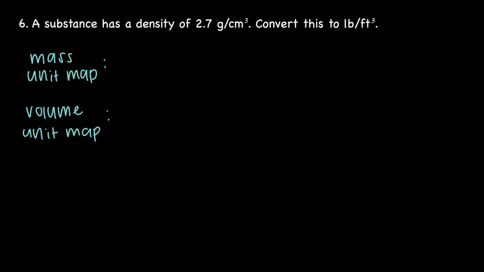Number 6. A substance has a density of 2.7 grams per cubic centimeter. Convert this to pounds per cubic foot. We can start by creating a unit map for both mass and volume. We need to convert grams to pounds and cubic centimeters to cubic feet. To convert from grams to pounds, we can use a common conversion factor where we use kilograms in between.